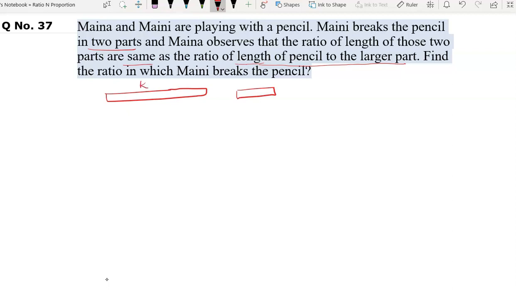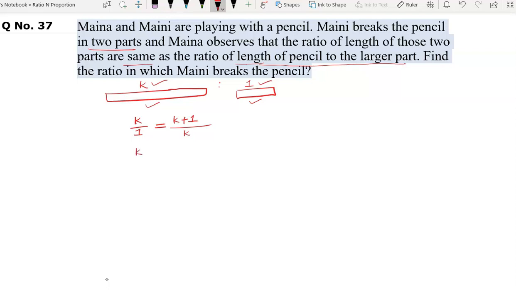So let's assume the larger part is k and the smaller part is 1. So they are in the ratio of k is to 1. Now in the question it says the ratio of length of those two parts is the same as the ratio of length of pencil to the larger part. So if we take the ratio of these two, it's k is to 1 and we can write it as k by 1. And this is the same as the ratio of length of pencil. Pencil is this part and this part, k and 1. So this will be k plus 1 to the larger part. So larger part is k.